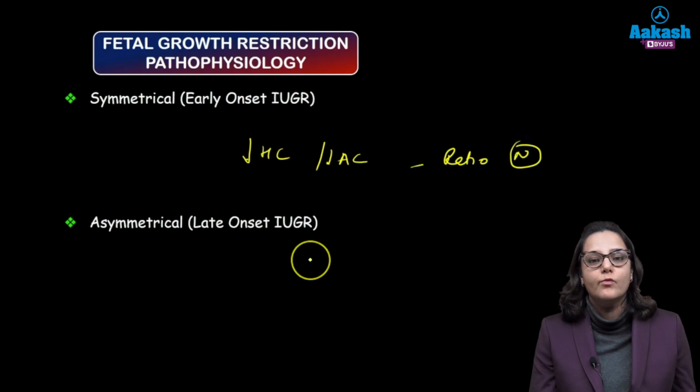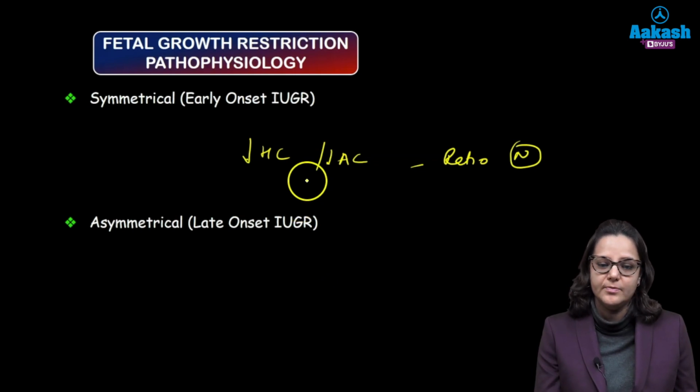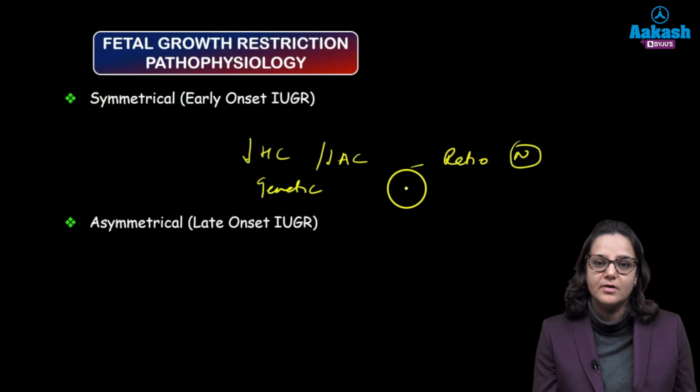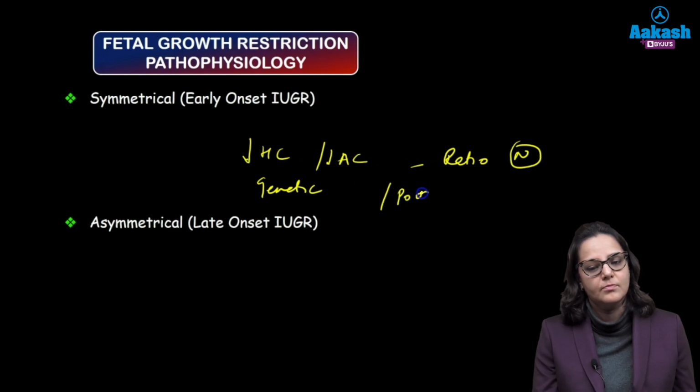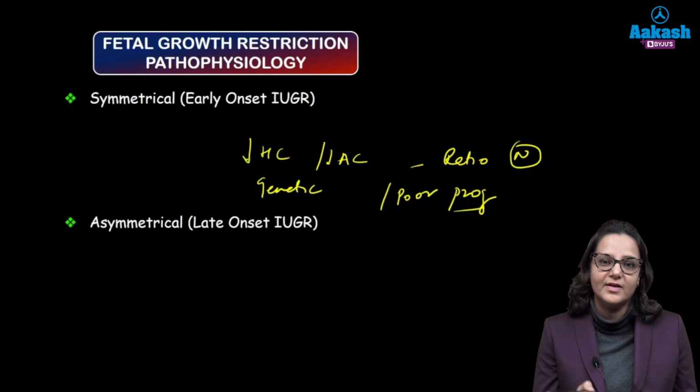And what is the main cause? Since the baby is affected from the very beginning, there is some problem with the baby itself. The most common cause here is a genetic problem. Since there is a problem with the baby, this is going to have a poorer prognosis. Whereas in asymmetrical IUGR, the baby is going to get affected late.